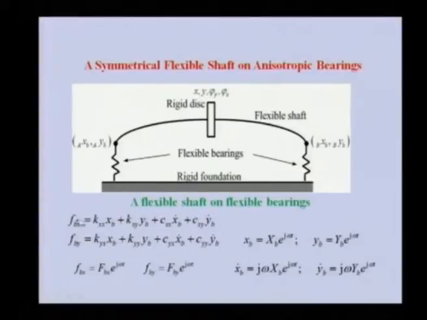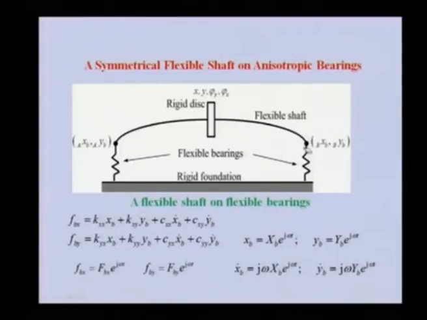So, the force in the x direction of the bearing due to the motion of the shaft end will be given by this expression. Similarly, in the y direction we will have other coefficients, k y x, k y y, and corresponding displacements. If we multiply, we will get the forces in that direction, and these are from the damping terms. These bearing forces represent one of the bearing ends. We can write a similar expression for the other bearing end.